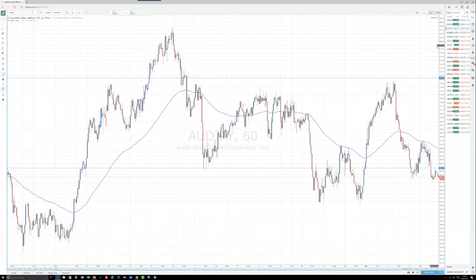Now, if it doesn't do that, if we don't get that sort of reaction, and if instead what we get is the market closing back beneath the level, that's telling us something.